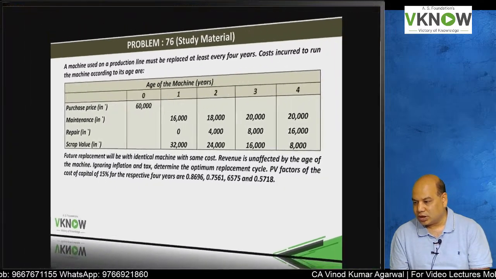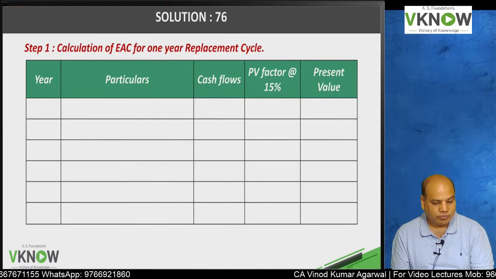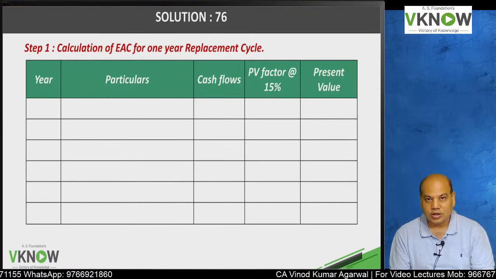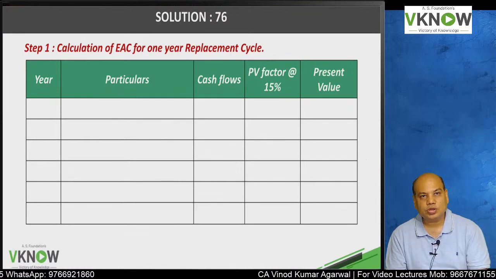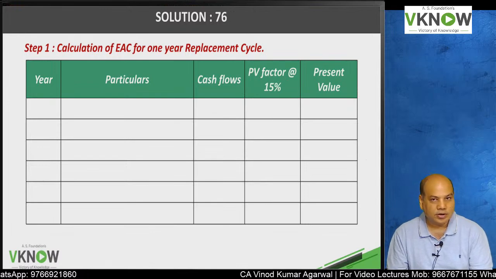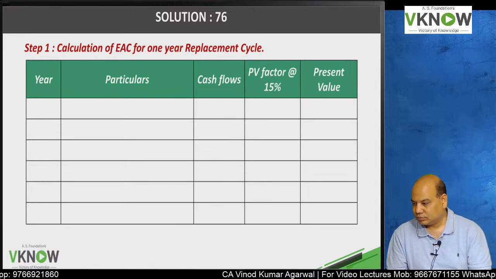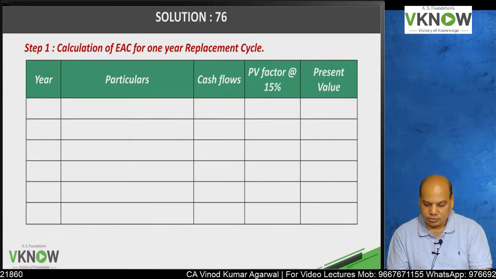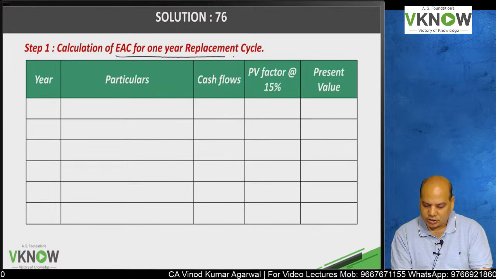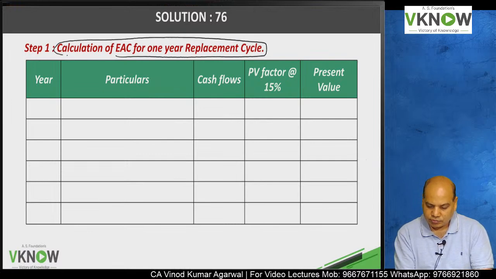I know this query will come at a later stage. Why have we considered repair cost in this question and not in the earlier problem? Because the two questions are drafted differently, right? So let us write down. Four times I have to prepare this table, no choice.